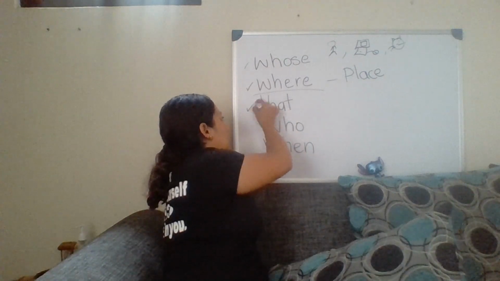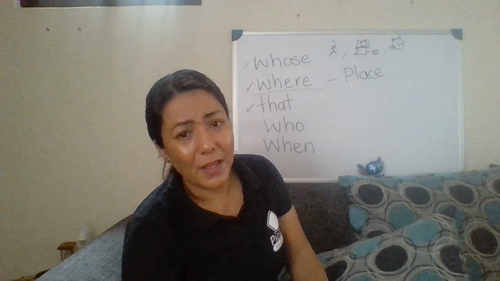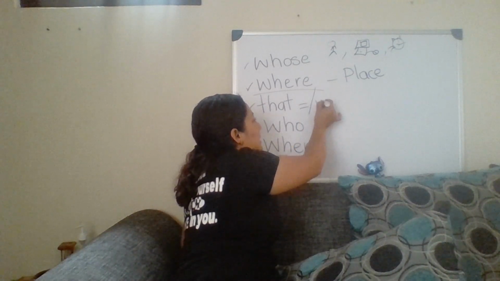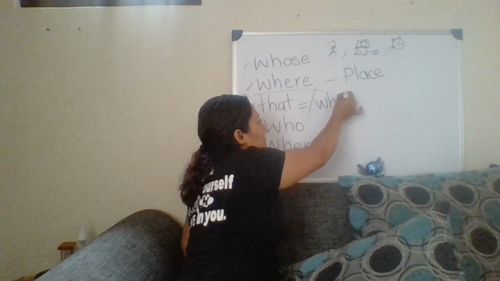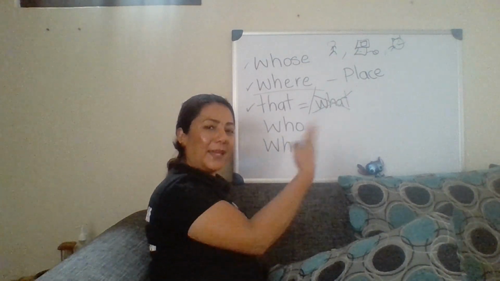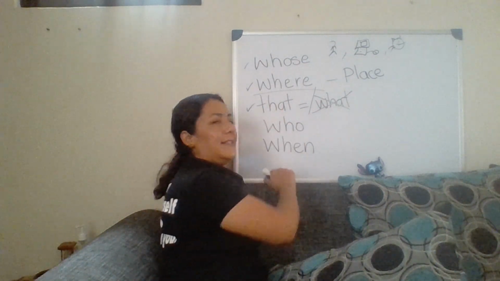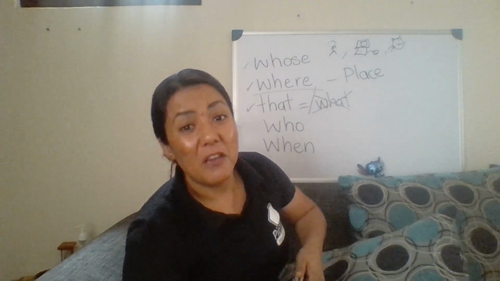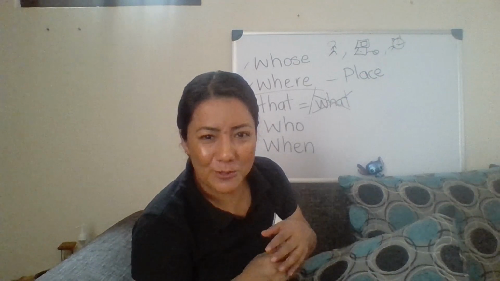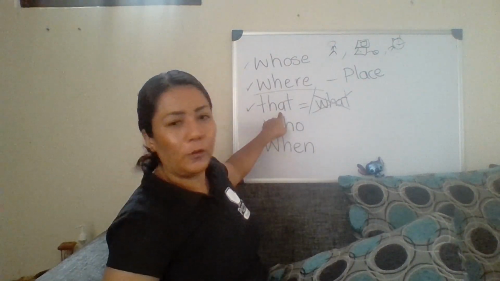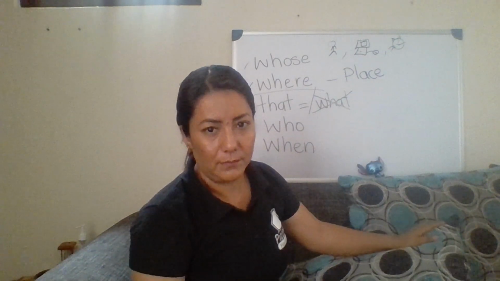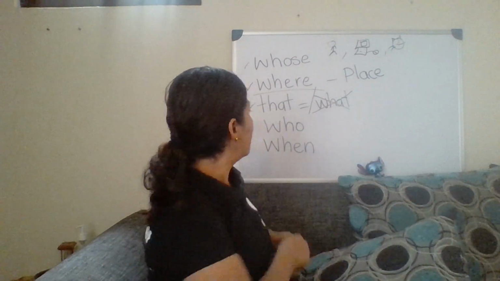Next one, that. That, if you see here, we're not saying what. No. In this topic, in this case, that is for things. You can also use it for people, animals, but we have to be very careful not to use that for everything. Come on, okay?